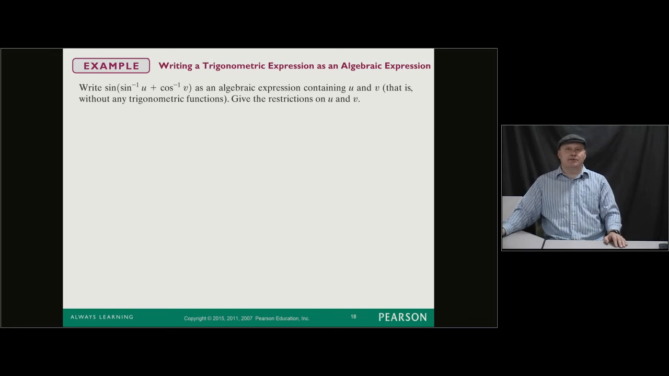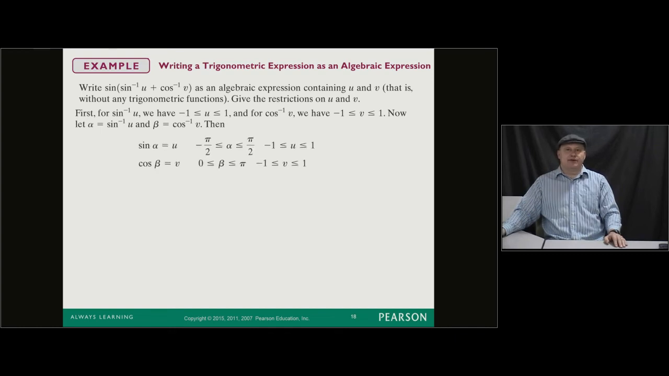So what we're going to do is let alpha and beta be equal to those trig functions. For sine inverse of u, u is between -1 and 1, because remember you can only take the sine inverse between those. And for cosine inverse, it's also between -1 and 1. So they're letting alpha be the sine inverse of u, and beta be the cosine inverse of v. It's very similar to the previous example. Therefore, the sine of alpha is u, and the cosine of beta is v. So, rewriting without the inverse function.